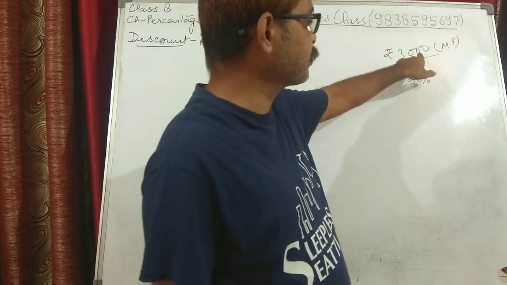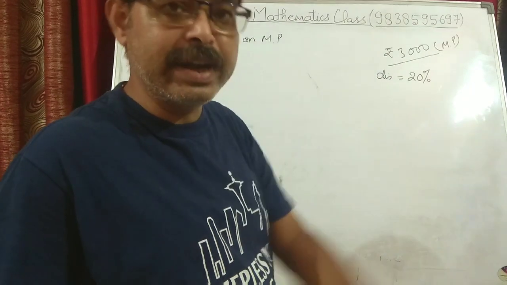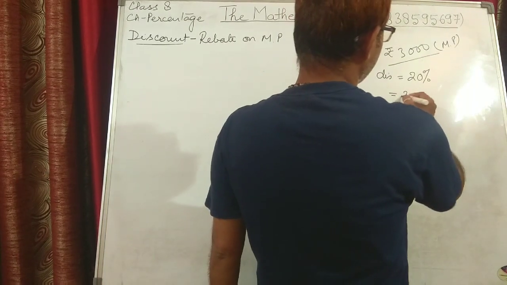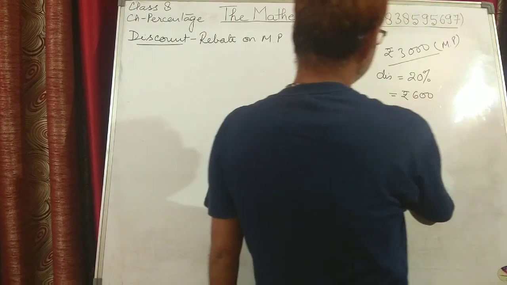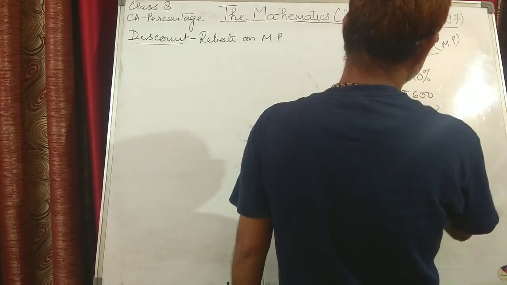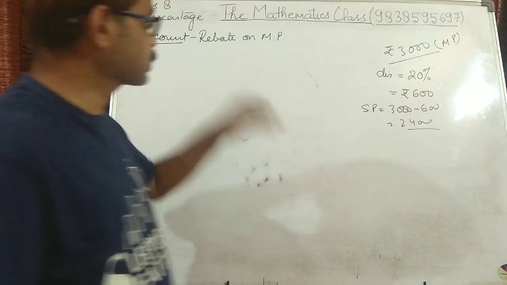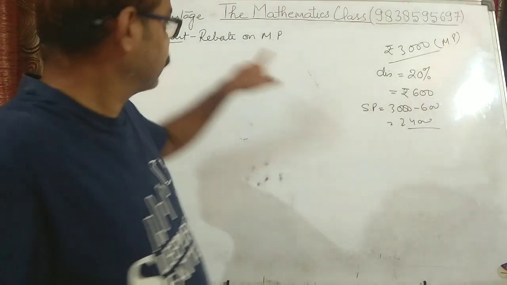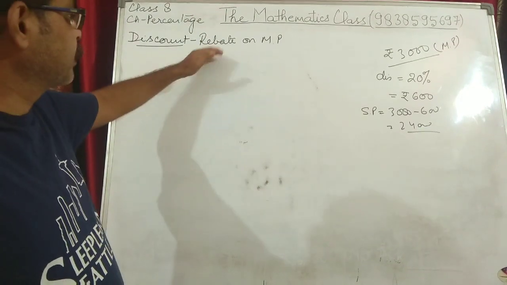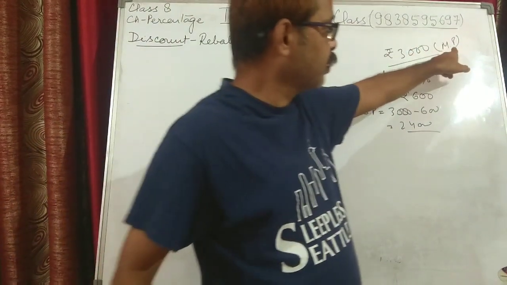So the tag is rupees 3,000, but they will subtract 20% of 3,000. That will become almost rupees 600. So how much do you have to pay? That is 3,000 minus 600, 2,400. What is the discount? Discount means the rebate or reduction in price that you are getting on the mark price.